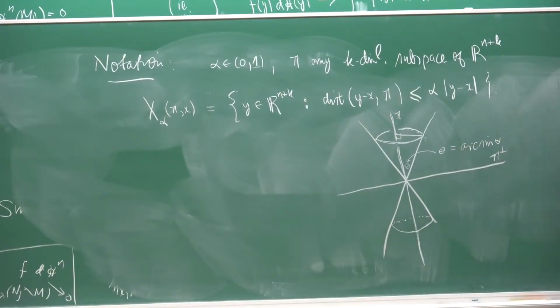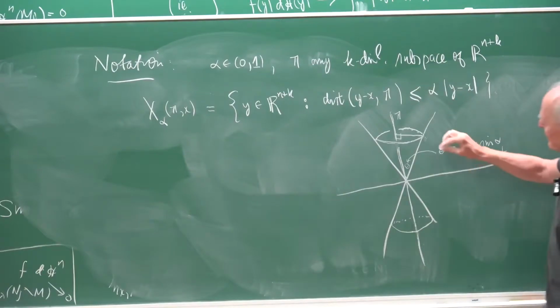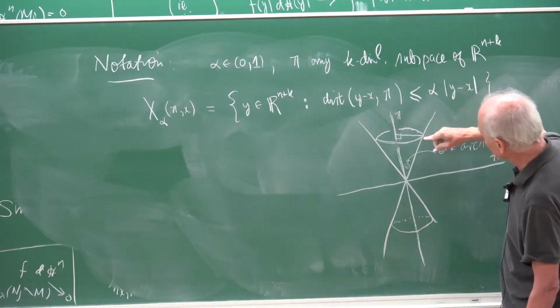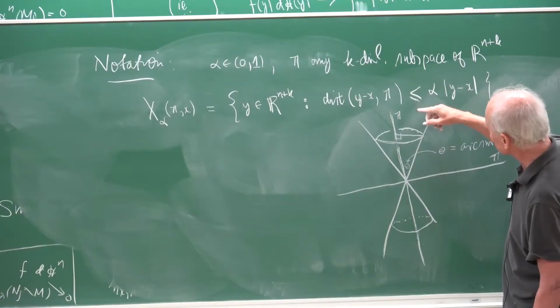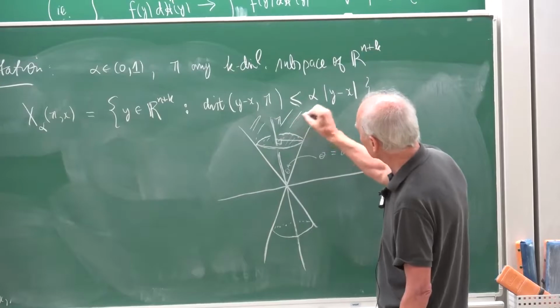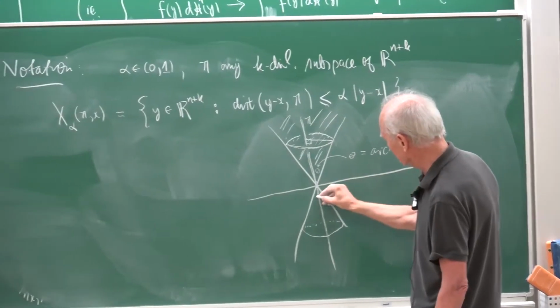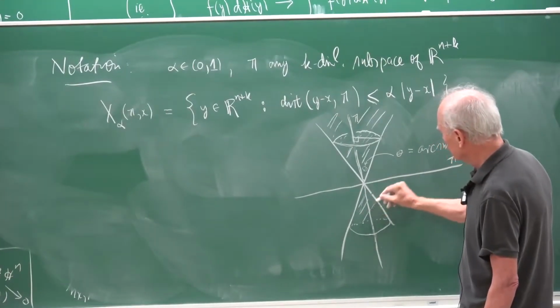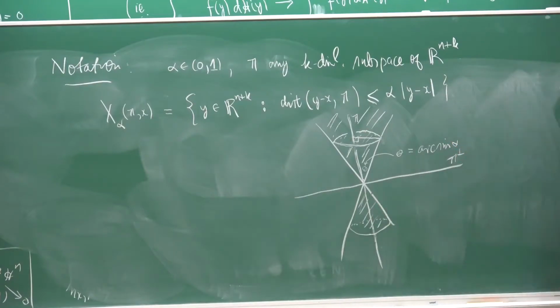of alpha. But remember, we're talking about all of the points inside, not just the points on the boundary. This is less than or equal to, it's all of these points inside. All of these points inside this cone and in the lower half too. It's a double circular cone. So that's the notation we're going to use.